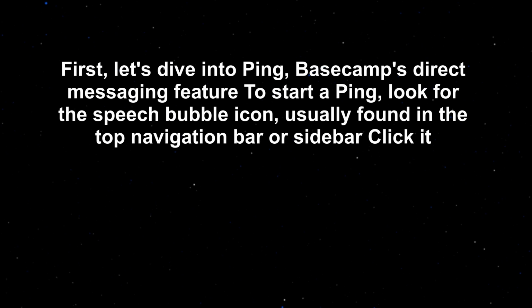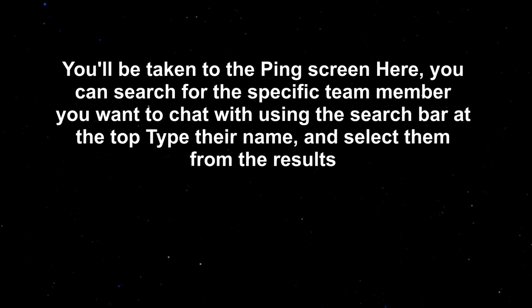To start a ping, look for the speech bubble icon, usually found in the top navigation bar or sidebar. Click it. You'll be taken to the ping screen. Here, you can search for the specific team member you want to chat with using the search bar at the top. Type their name and select them from the results.